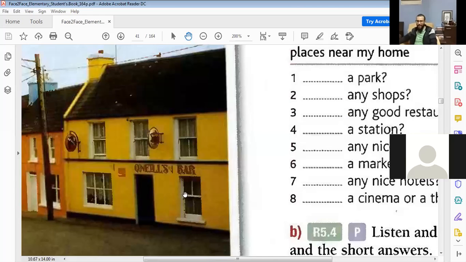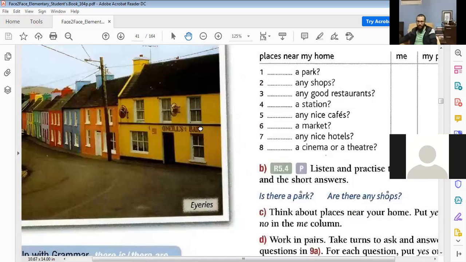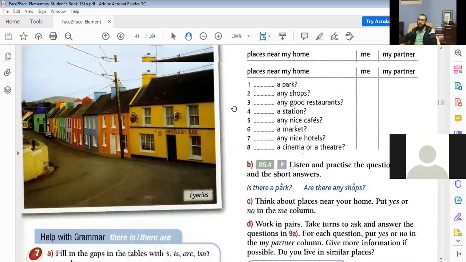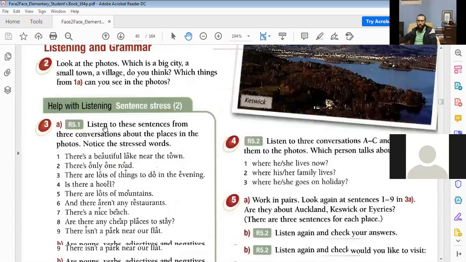A bar. So yes, the yellow building is a bar, right? Yeah. But I think it's a village maybe because it's very small. We can only see one road, so maybe it's a village. Okay, let's find out. So we're going to listen.